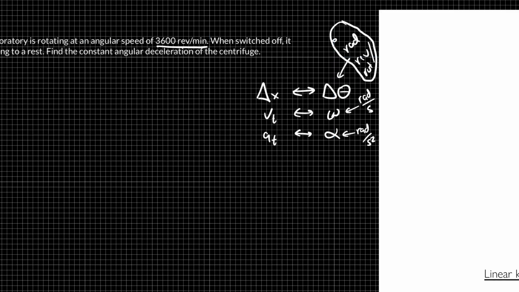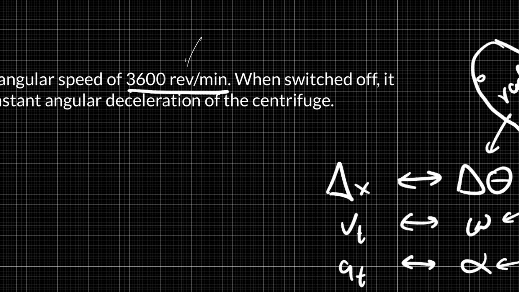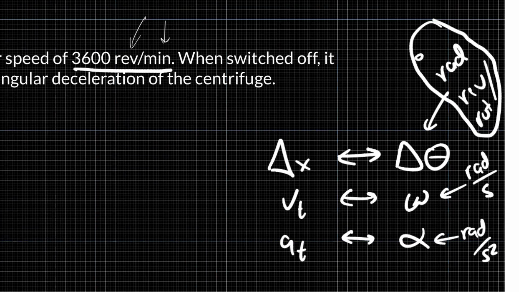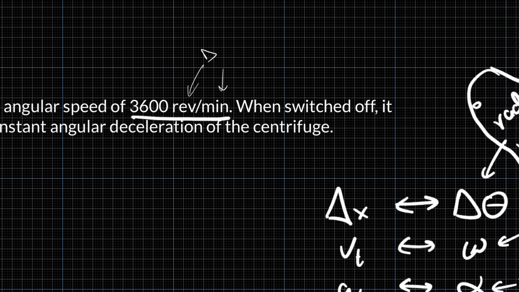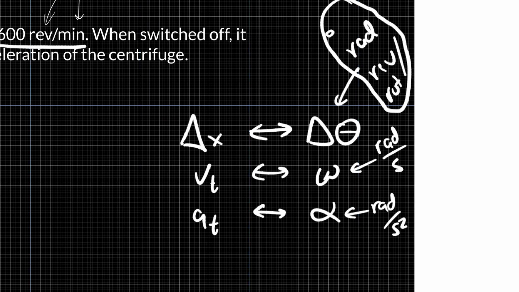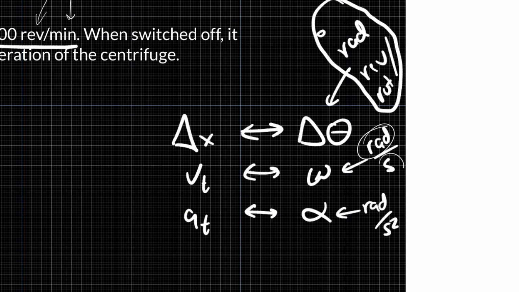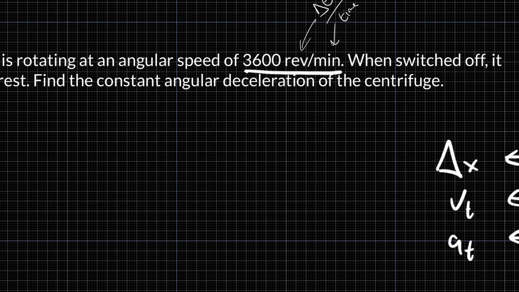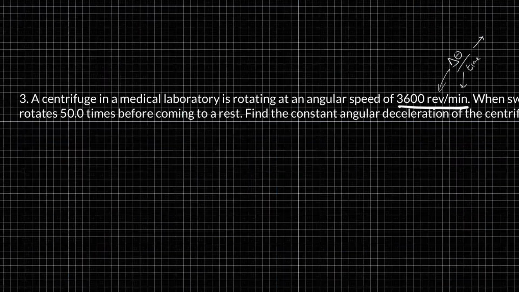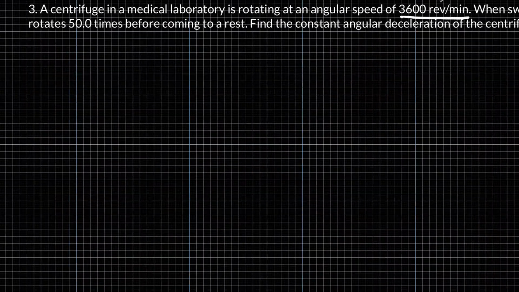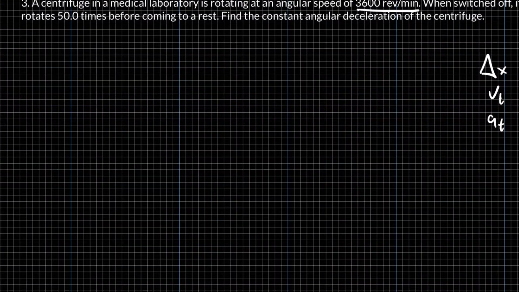So when I see something like revolutions per minute, I'm immediately thinking, oh, look, this is a change in angle, and this is a time. So if I look over here, we've got a change in angle over a time, so that is a rotational velocity. Okay, so a centrifuge in a medical laboratory is rotating at an angular speed of 3,600 revolutions per minute. So I'm going to make that my initial angular velocity.